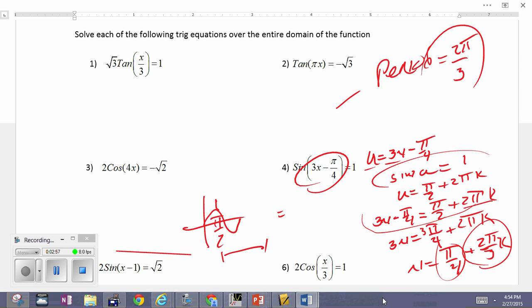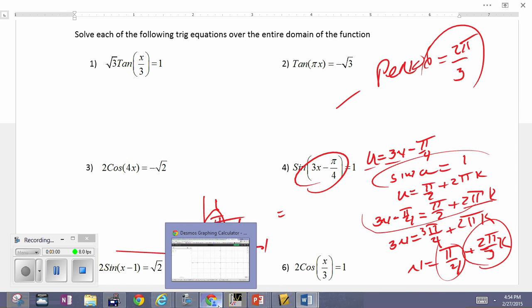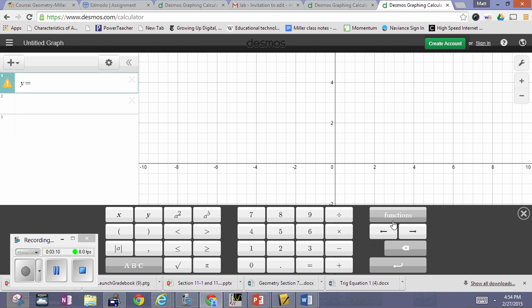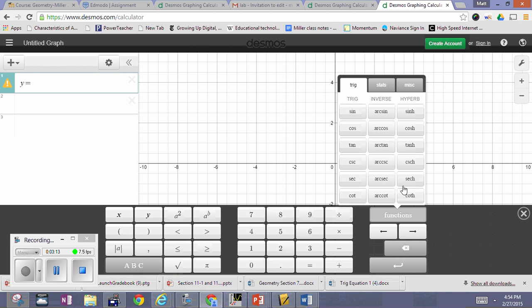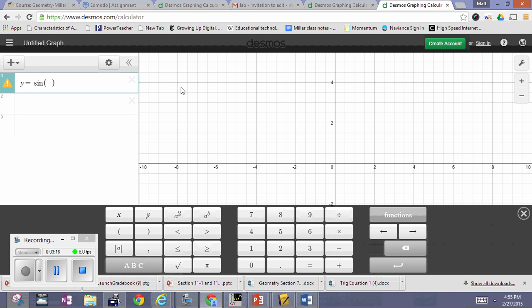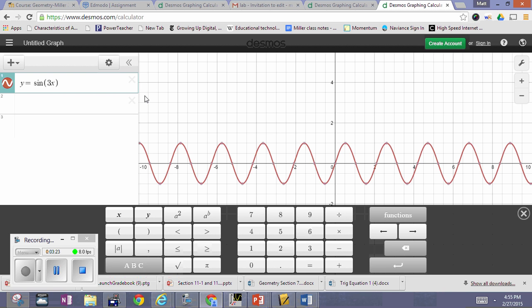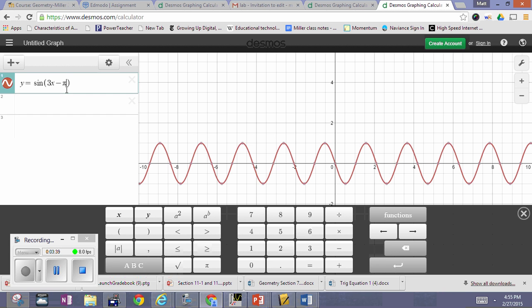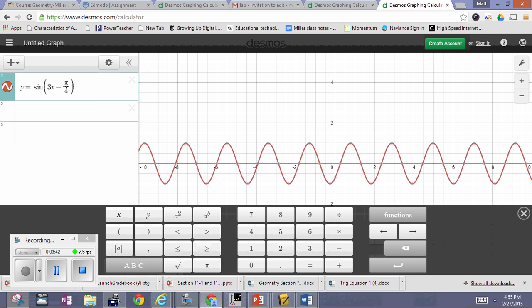Now we're going to take a look at that expression via Desmos, and we'll show you a few little things on Desmos as well. So we're going to key this in. We get the sine from the function menu here. It is sine of 3x minus pi over 4, and pi is entered as pi. Let's get that again, pi divided by 4. Okay, so here's our graph.